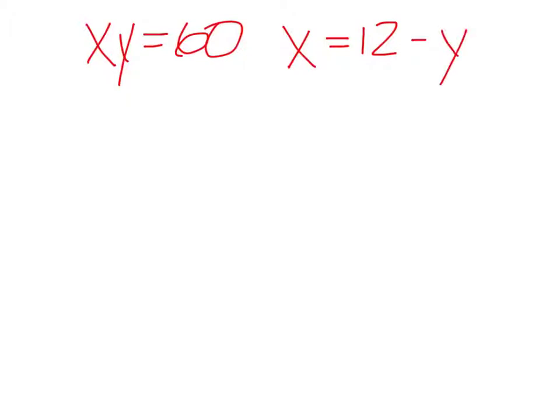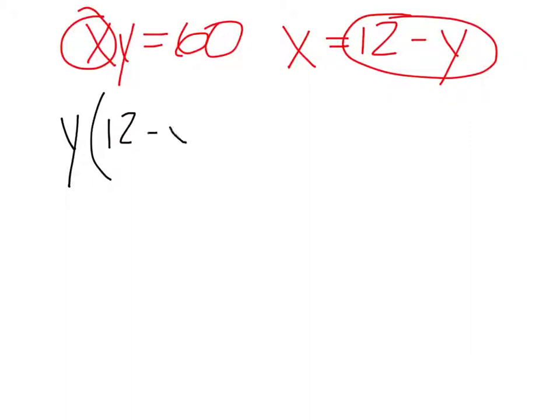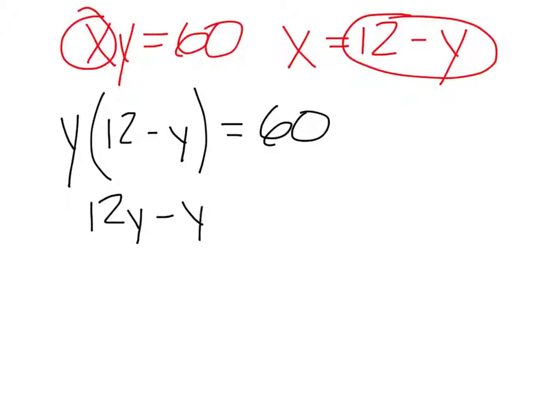Remember, we had xy equals 60, and we just found x to be equivalent to 12 minus y. Plug in 12 minus y for x over there. So you'll have to put the y first and then 12 minus y in parentheses, and then set that equal to 60. Now when you do that, you multiply through by y and get 12y minus y squared equals 60.